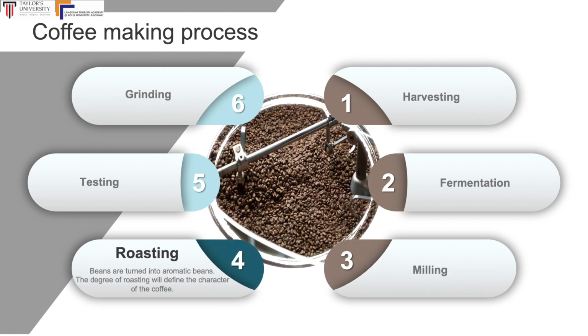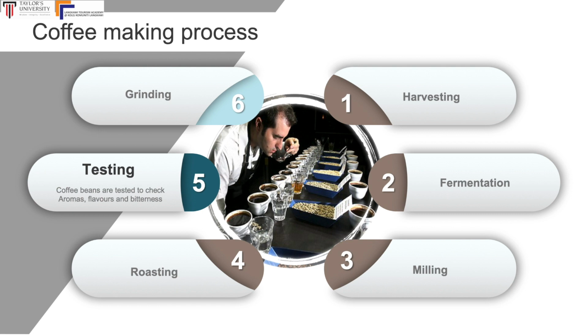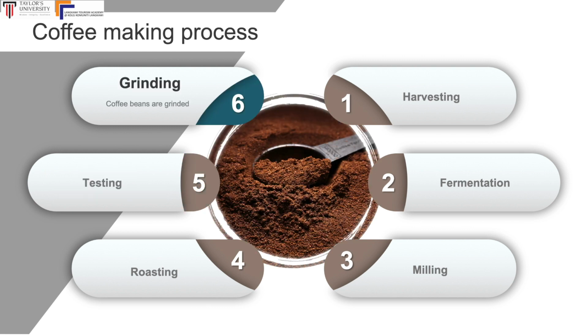Step 4. Roasting. Coffee beans are then roasted in order to turn them into aromatic beans. The degree of roasting will define the character of the coffee. Next step, testing. Coffee beans are tested to check aromas, flavors, and bitterness. Last step, grinding. Coffee beans are then ground to be mixed with water.